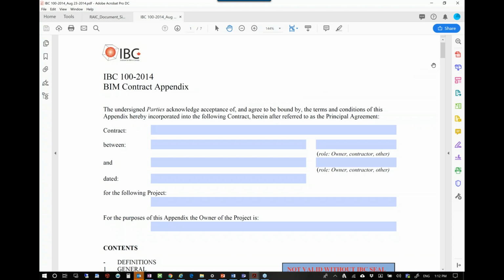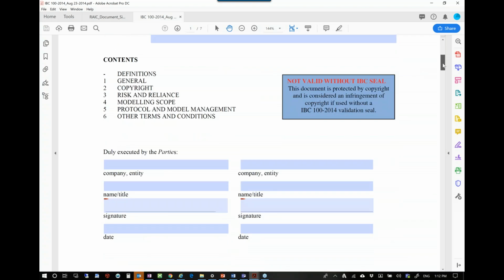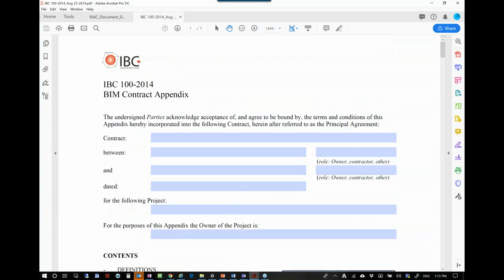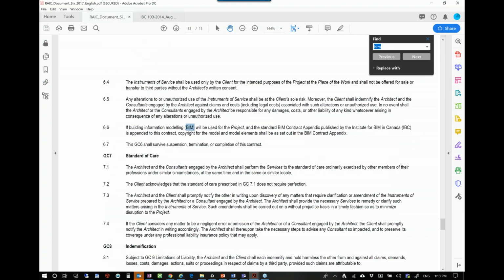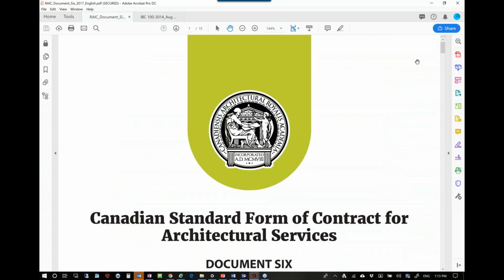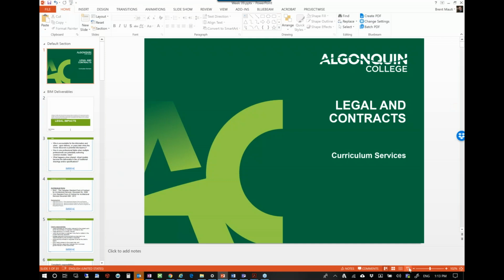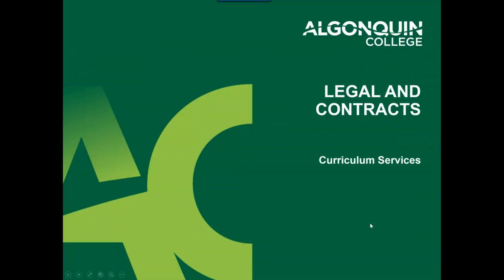They created this contract, which we'll go through, and that's what the presentation will talk about, and then we'll come back and have a look at these. So that's what I'll talk about today: the architecture contract and the BIM appendix. In the perfect world, every single project would have a BIM contract appendix that would allow for agreement of items, and then subsequently the BIM execution plan would expand on these things that are being agreed upon. So let's talk about this.